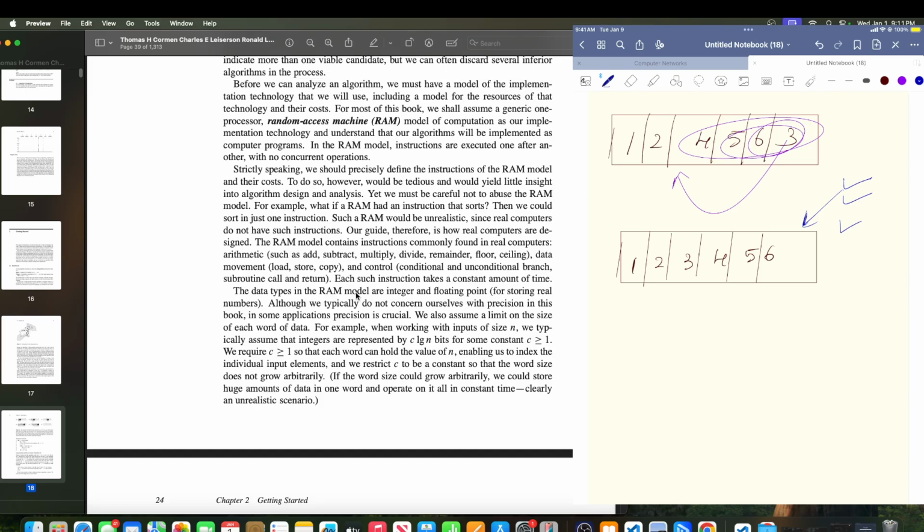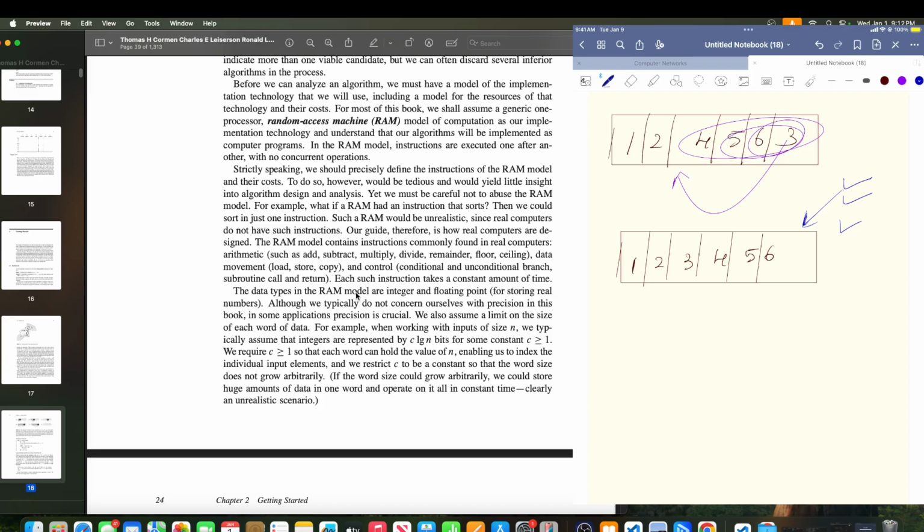For example, what if a RAM had an instruction that sorts? Then we could sort in just one instruction. Such a RAM would be unrealistic, since real computers do not have such instructions, and therefore that is not how real computers are designed. The RAM model contains instructions commonly found in real computers, such as add, subtract, multiply, divide, floor and ceiling, load and store. Each instruction takes a constant amount of time.